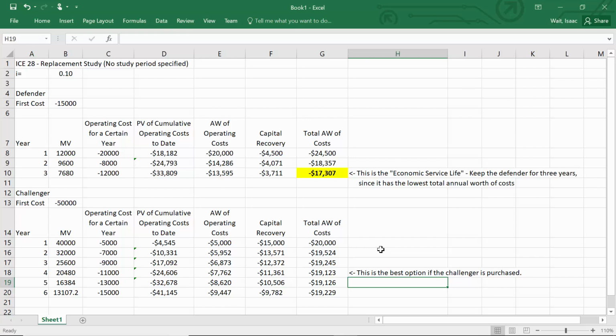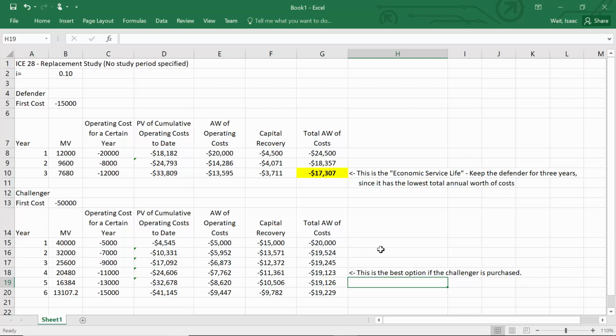The first cost is negative for the defender, going back to the idea that if you keep your existing equipment, you lost the opportunity to sell it, and so it's treated as though that's an expense. But its market value is positive, because these amounts listed under MV are the amounts that you'll get as an inflow when you finally do sell it. So if you keep it and then sell it after 1 year, keeping it now is an outflow, but selling it in 1 year and getting $12,000, that's an inflow. All right?